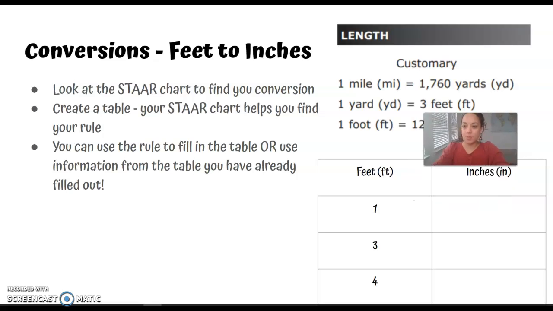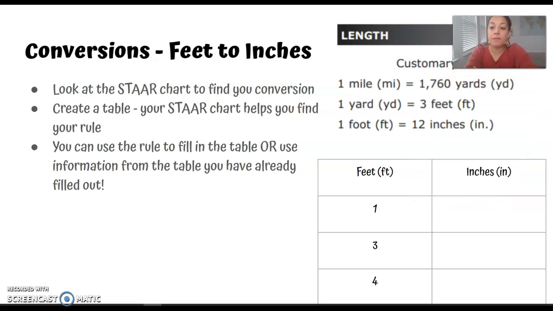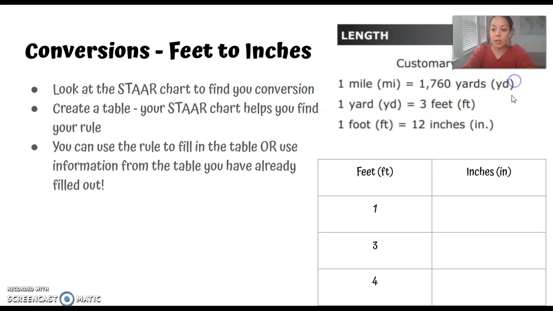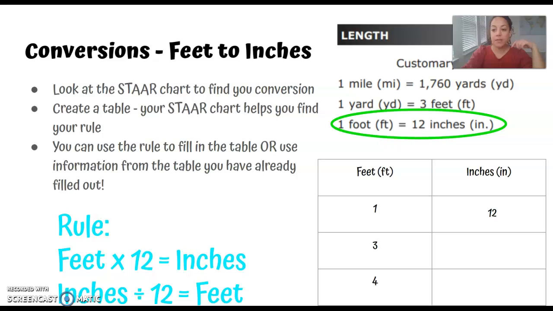Speaking of the star chart, let me move my face. If we are going to convert from feet to inches, the first thing you want to do is consider how they are equivalent. 1 foot equals 12 inches. Let's put that rule down there. This rule is going to help you fill out your table. So you can consider that feet times 12 equals inches, and inches divided by 12 equals feet. In this case, the first one's been done for us. 1 foot equals 12 inches. So then if I have 3 feet times 12, that would make it 36 inches. And then 4 feet times 12 is 48 inches. And those are equivalent.